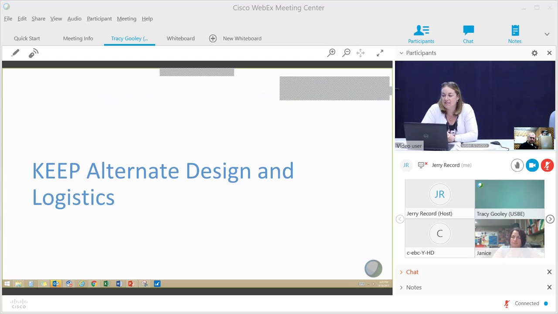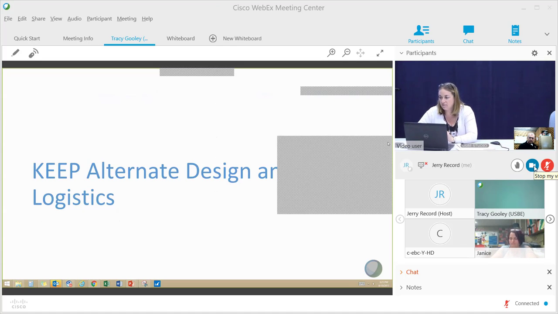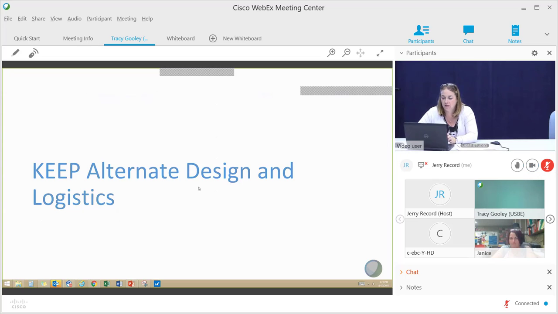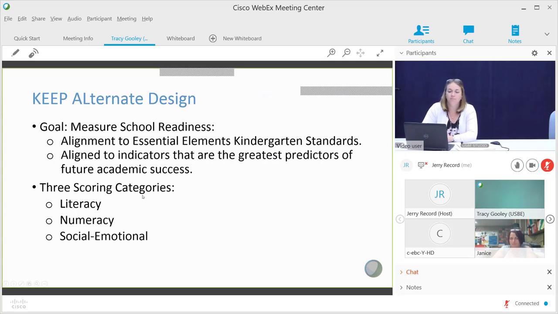Okay, so let's now look at our KEEP alternate design and logistics. And there's my chat bar coming up again. There we go. Okay, so KEEP alt and design.